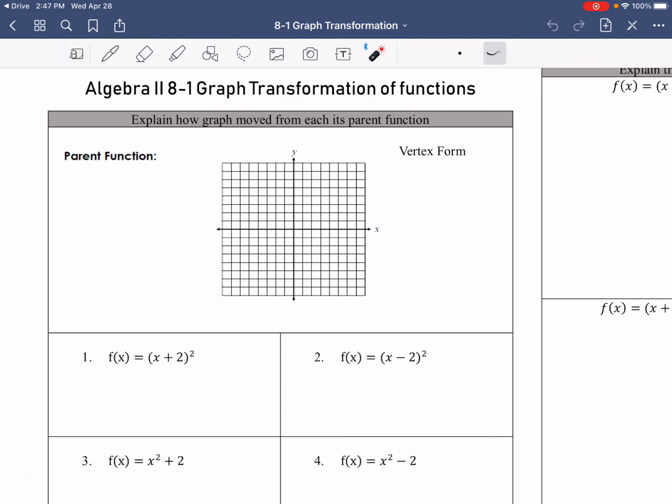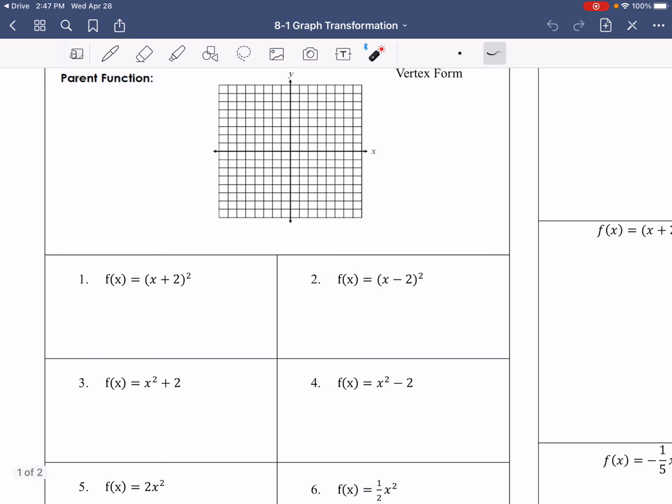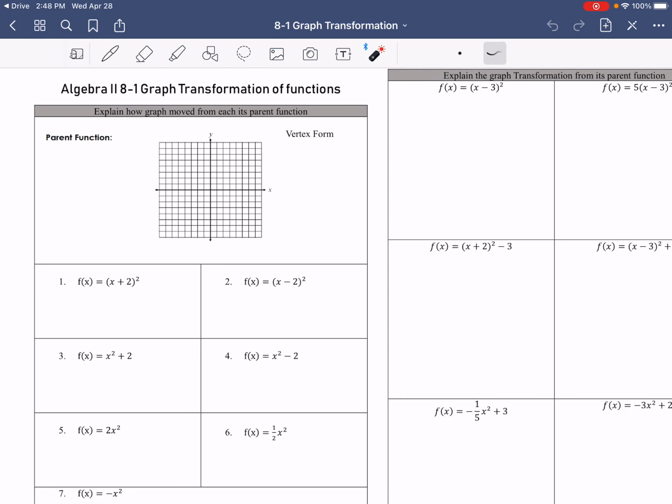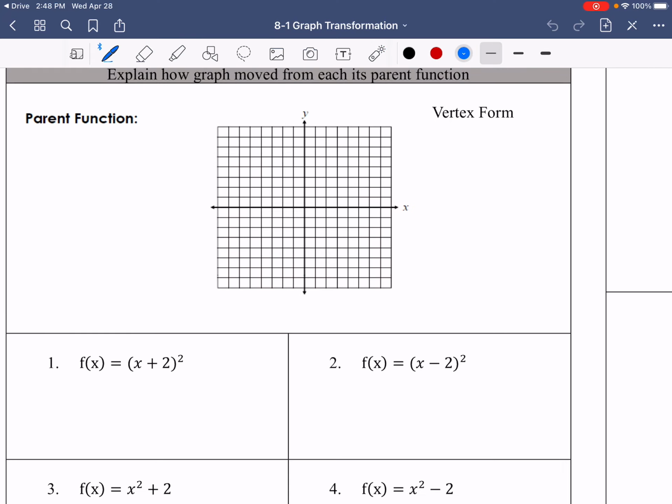About graph transformation, this one you have learned in Algebra 1, but we are going to review this so that you can memorize it, okay? It's the parent function, which means the very basic function. We're going to start from the quadratic, so it's x squared. When you graph it, your quadratic function looks like this. That's the parent function.